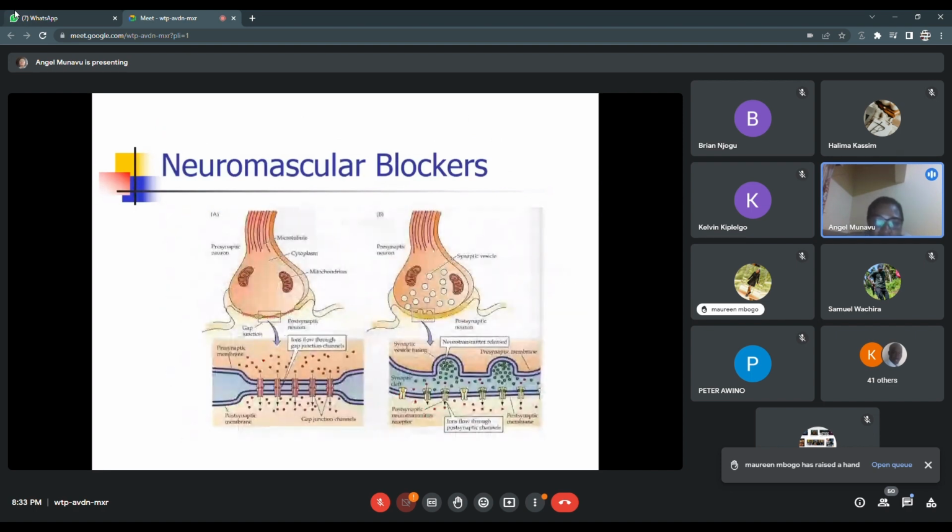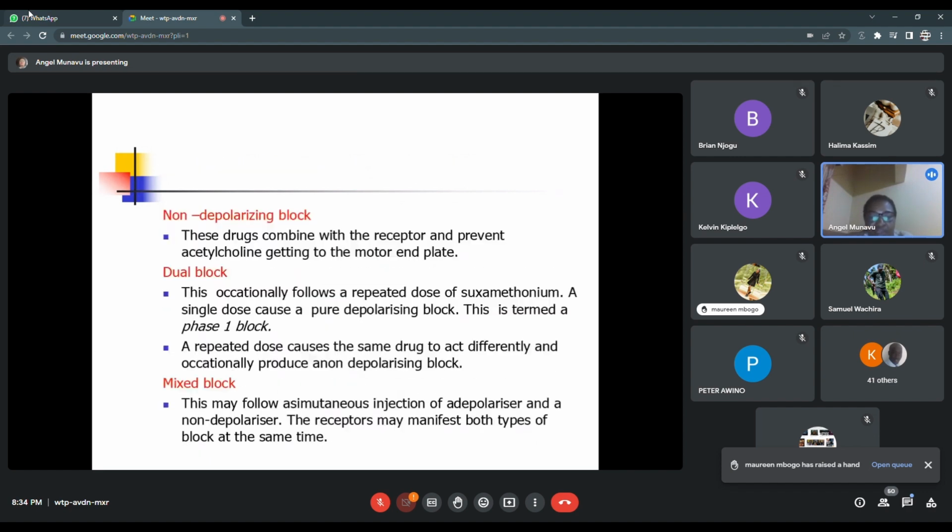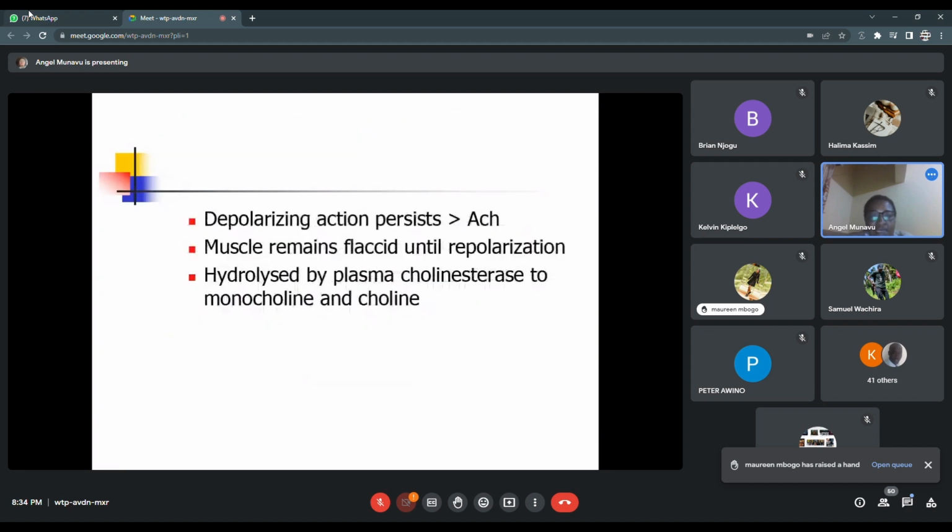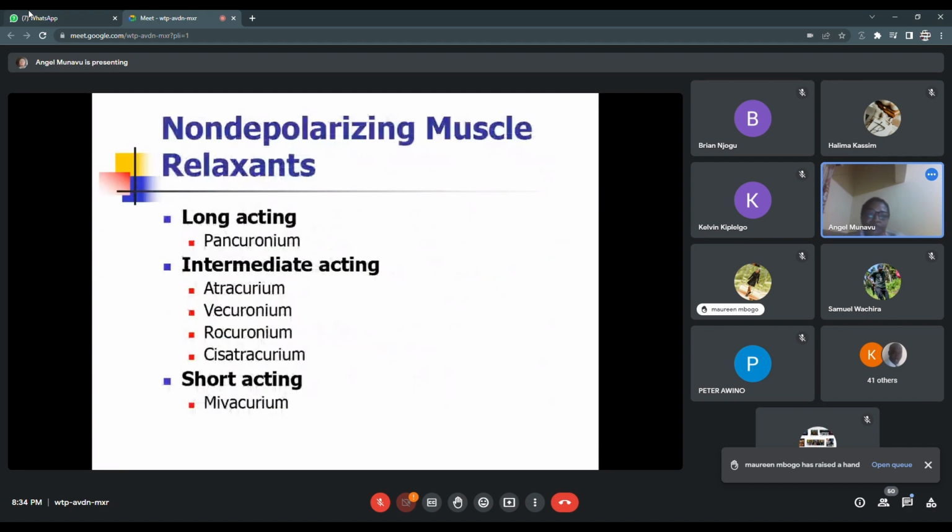You see, they work here. In addition to binding on these sites, they will also work here to prevent acetylcholine from getting out of the synaptic knob into the synaptic cleft. So you see, they have two actions. One, they competitively bind on the receptors, and number two, they also prevent acetylcholine from moving from the synaptic neuron into the synaptic cleft. So they have two ways of blocking this acetylcholine from binding.